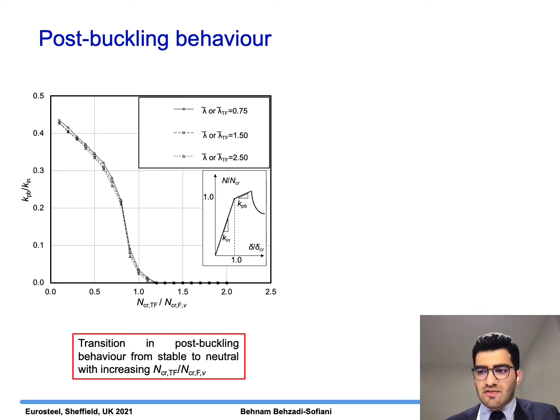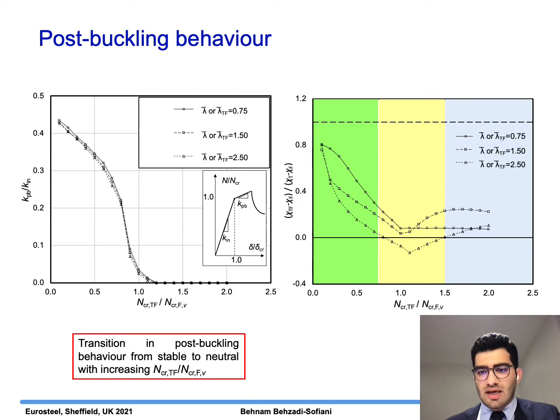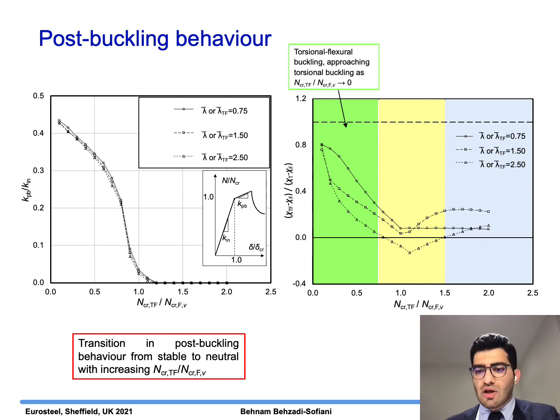The consequences of these changes in post-buckling stability can be seen in the right-hand side figure, where the ratio of the difference between the torsional-flexural and flexural buckling reduction factors over the difference between the torsional and flexural buckling reduction factors is plotted against the elastic buckling load ratio for different stiffnesses. For low elastic buckling load ratios, this ratio is close to unity, signifying that the buckling response of the angle section members is similar to that of plates and approaching the capacity predictions of the plate buckling curve for outstand elements or torsional buckling for equal leg angles.